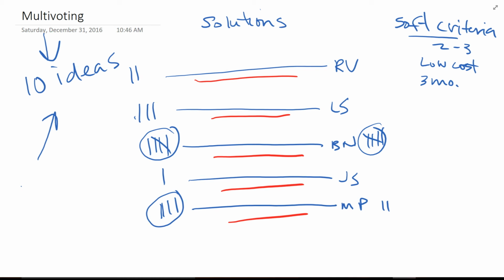But the goal of multi-voting is we vote a couple of times based on criteria. And remember that point. Anytime we're selecting ideas or eliminating them, we have to have criteria in place. So we set a couple of soft criteria, we vote, and then we vote again, and end up with approximately 10 ideas.